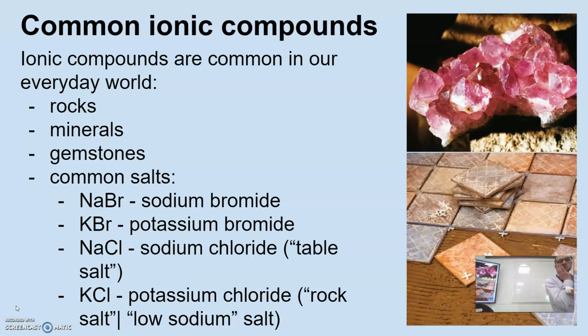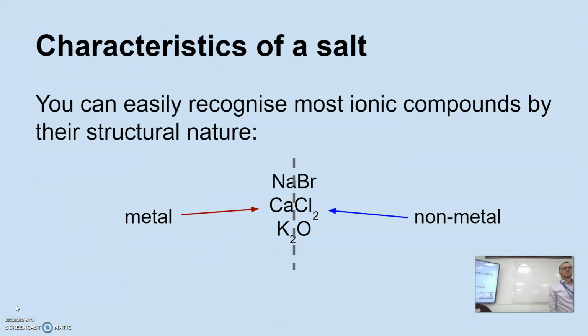Common ionic compounds: rocks, minerals, gemstones, and all of our different common salts. Sodium chloride, known as table salt. Potassium chloride, often called rock salt or low sodium salt. So when you see low sodium salt, it's probably going to be a mixture of sodium and potassium chloride. Ceramics, like tiling, are typically ionic as well. We refer to a salt as typically a metal and non-metal in nature. Sodium bromide, calcium chloride, potassium oxide are all salts or ionic compounds.